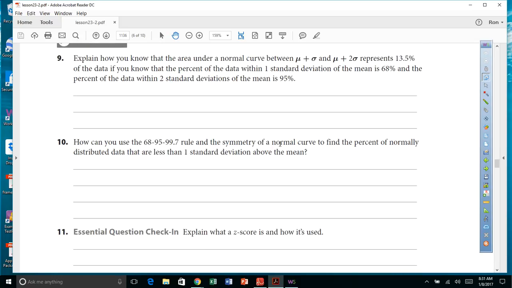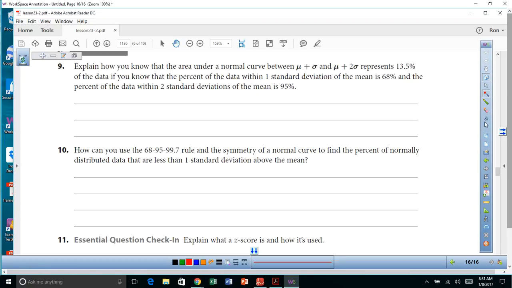Elaborate. Explain how you know the area under a normal curve between mu plus sigma and mu plus 2 sigma represents 13.5%. Okay. How do you recognize that it's 13.5% of the data? If you know the percent of the data within one standard deviation is 68%, and the percent of data within 2 standard deviations is 95%.